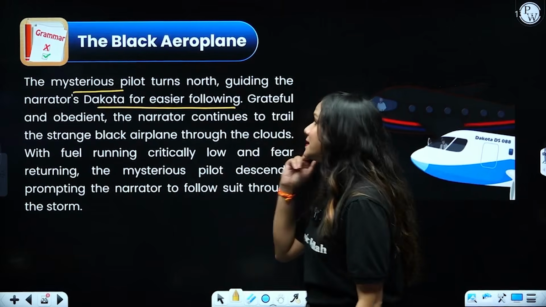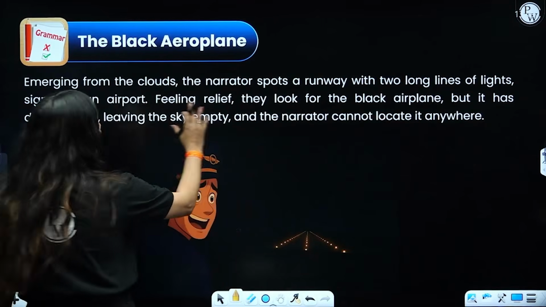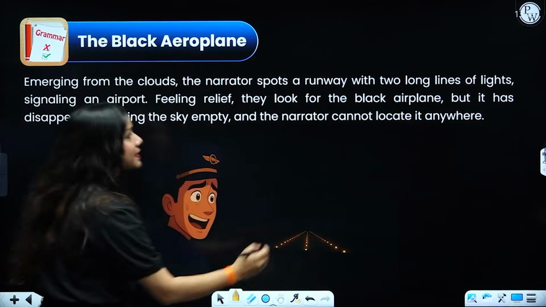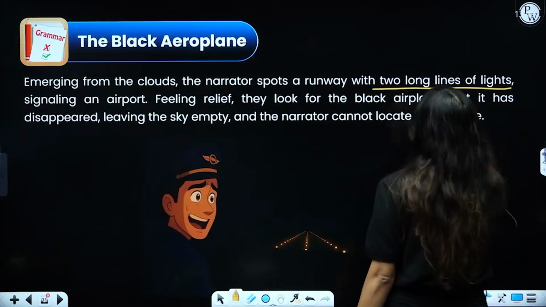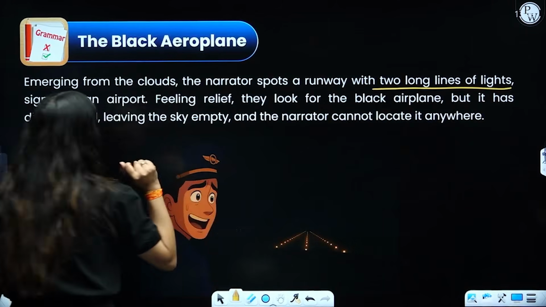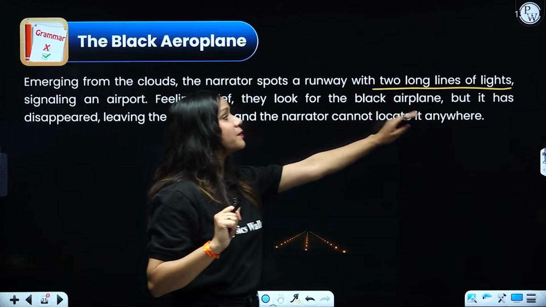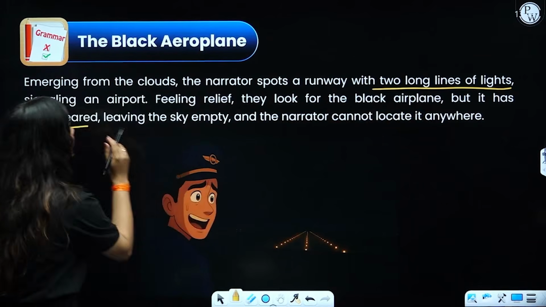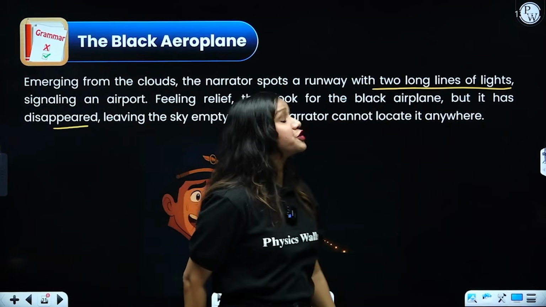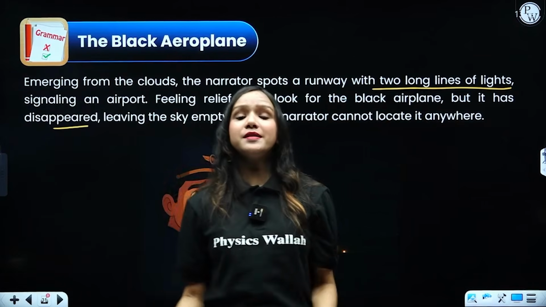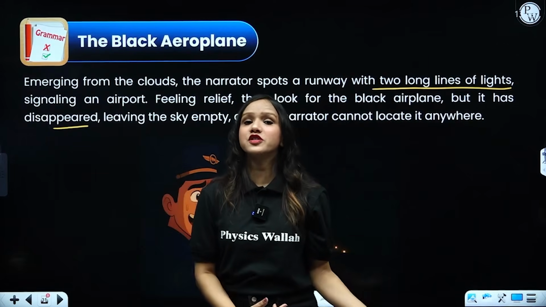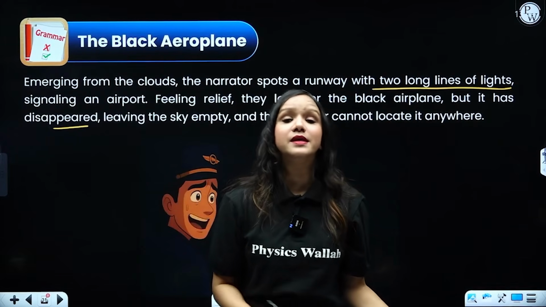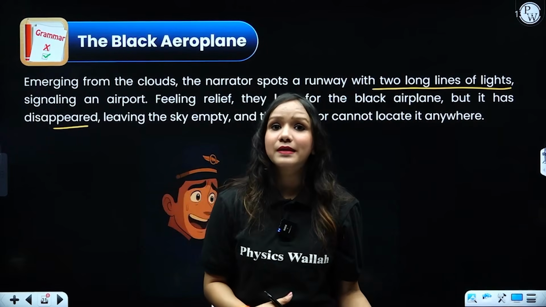So what happens then? Emerging from the clouds, the narrator spots a runway with two long lines of lights, which made it clear that it was a runway, signaling an airport. Feeling relieved, they look for the black aeroplane, but it has disappeared, leaving the sky empty, and the narrator could not locate it anywhere. By the time he was about to land his plane safely, he had come out of that stormy cloud, right?